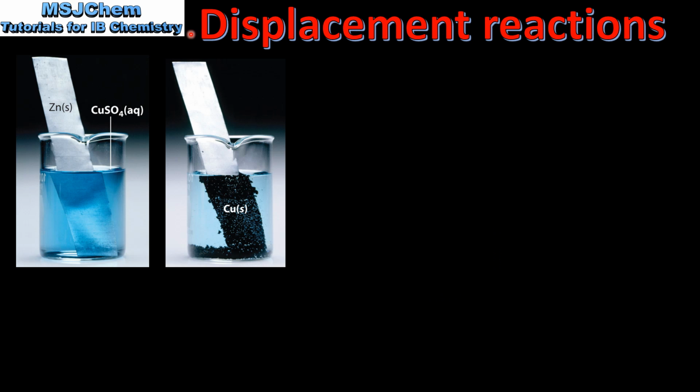Next, we look at displacement reactions. If a piece of zinc is placed in an aqueous solution of copper sulfate, a displacement reaction occurs and the copper 2+ ions are displaced from solution by the zinc. In the reaction, solid copper metal forms on the piece of zinc.